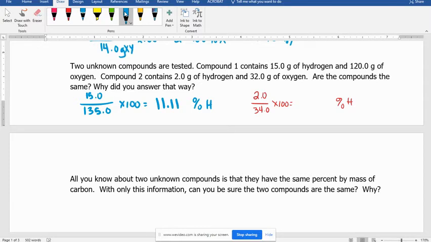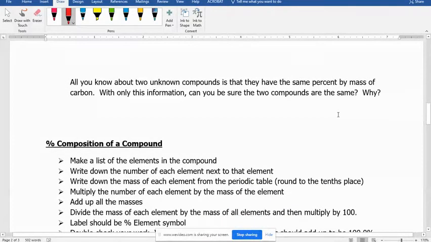And the other one, we have 2 divided by 34. That is going to be 5.88% hydrogen. Okay. So they want to know if they're the same compound. Since they don't have the same percent hydrogen in them, they're not the same compound.